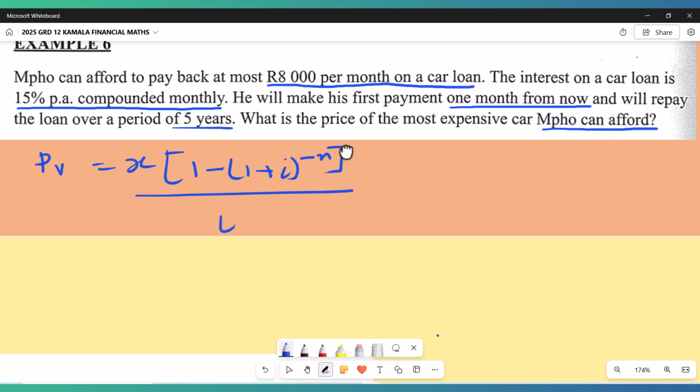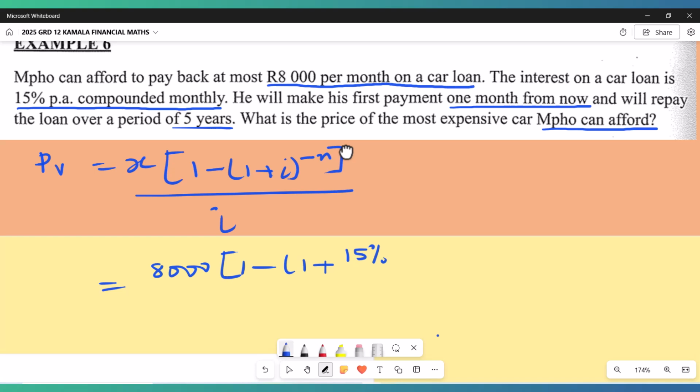Divided by I, okay. So, here we go. Now, our X in this case, we have, he can pay 8,000 maximum. Open brackets here, 1 minus 1 plus I. Now the I they said 15%. Now 15%, don't do it in your head, put it there like this, okay.